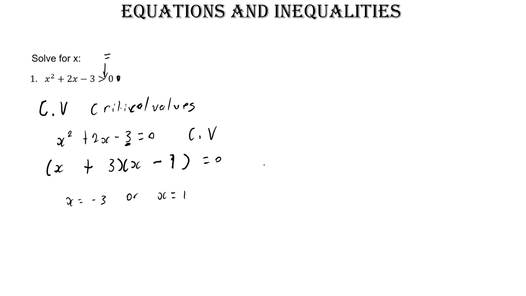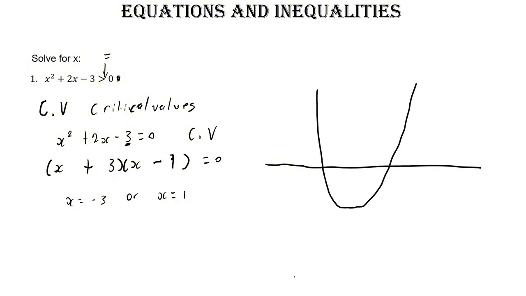Then after that, you're going to draw a number line. Then you're going to draw a parabola, just like that. Then you're going to place the smaller number first, which is negative 3 in this case, and the bigger one last, which is 1. Then you're going to look at your inequality sign over here. What does that say? It means greater than, meaning positive. So what I want you guys to think about is that this graph is basically f of x. And f of x, we know that is y.